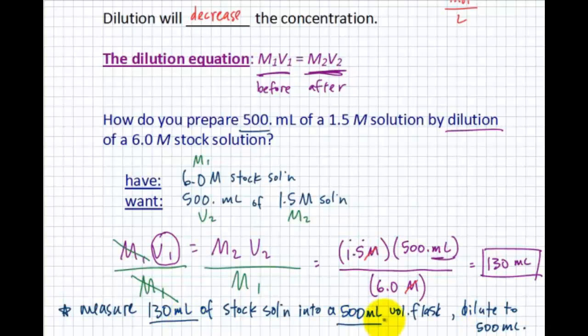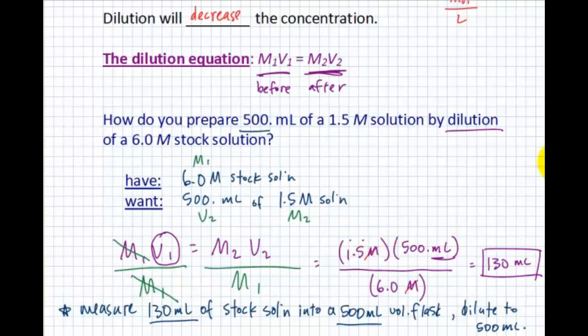So diluting will increase the volume. We're also going from 6 molar down to 1.5 molar. Diluting will decrease the concentration. It'll make it less concentrated. So always check to make sure that your numbers are going in the right direction. That will save you from having set this up incorrectly, right? Mistaken a 1 for a 2 or something like that.